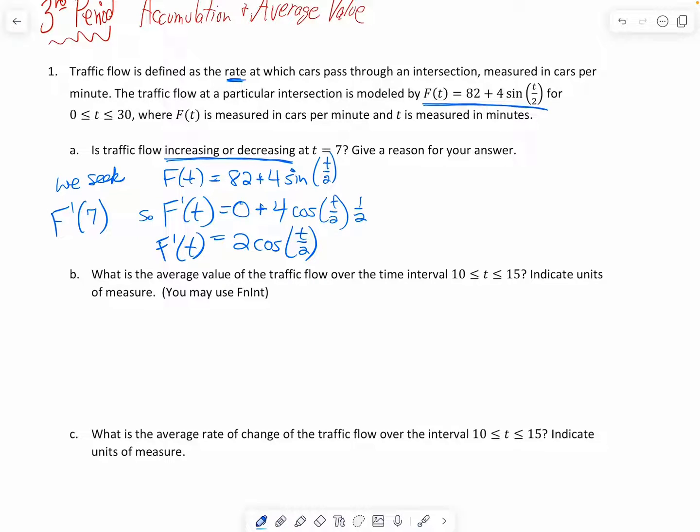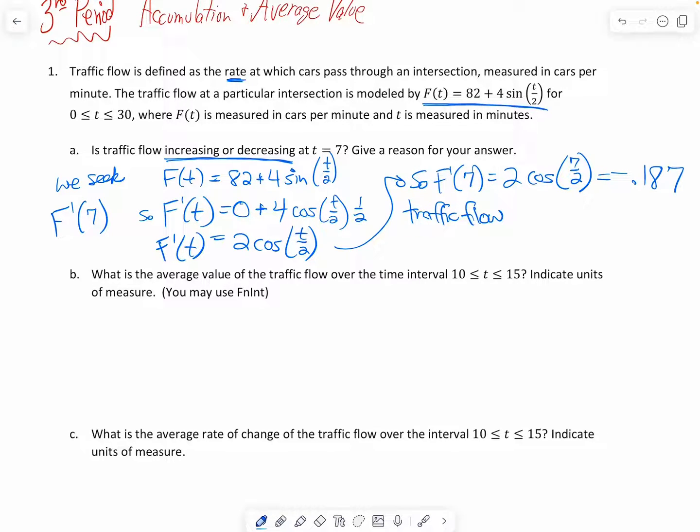After that, we just plug in a 7. So big F prime of 7 is going to be 2 cosine of 7 over 2, and I'd probably put that into the calculator. That ends up being around negative 0.187. So traffic flow is decreasing because F prime of 7 is less than 0.